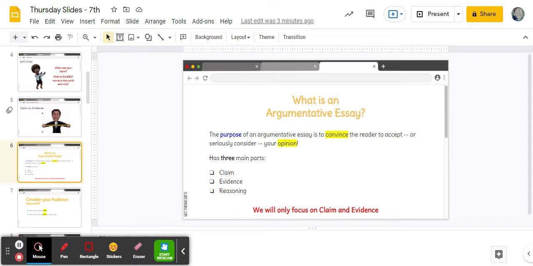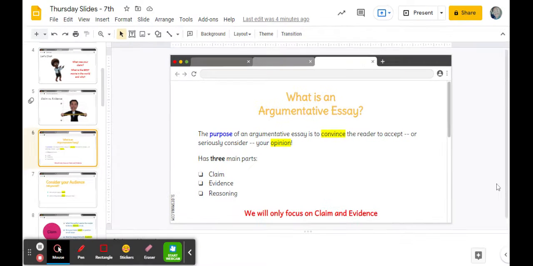And these may sound familiar because they're also used in science, and they're called CERs, where you have to make a claim, use evidence to prove it, and then you have to explain why your evidence makes sense. And we also use them in ELA. But for this particular class, we are only going to be focusing on claim and evidence.